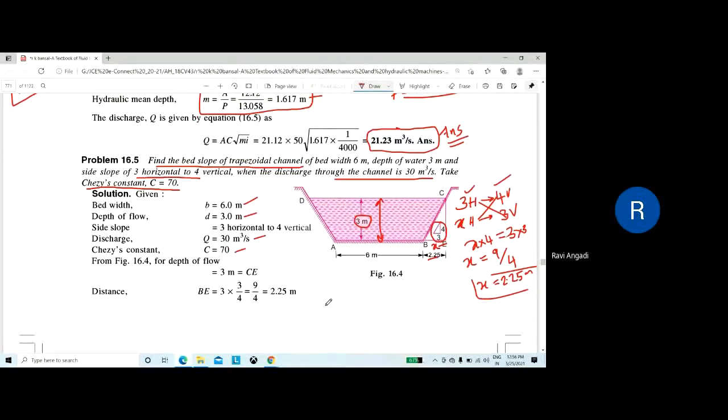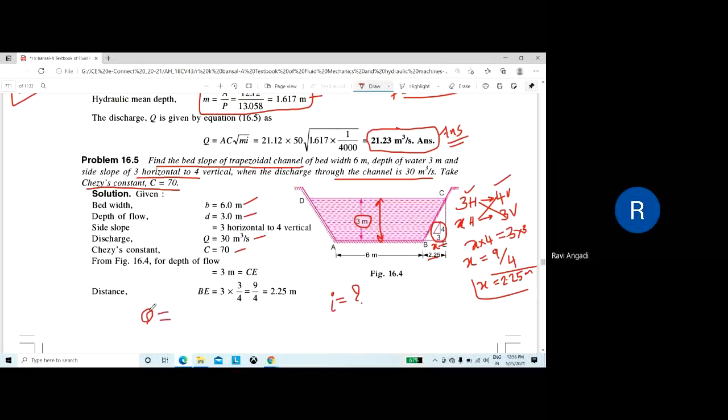Just calculate the bed slope and tell me. Bed slope means here they ask you to calculate what? I. Correct? You need to calculate I, right? Yes, sir. What is the formula we have with us?